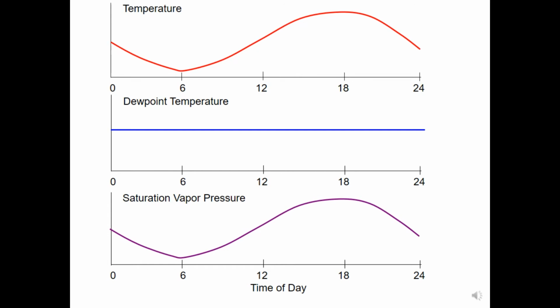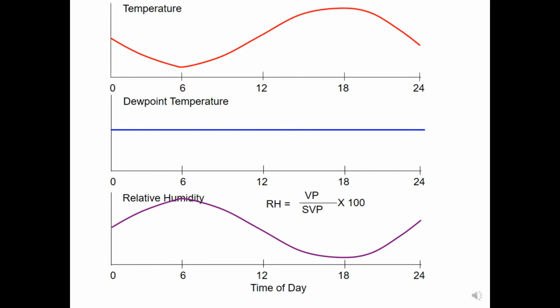And if we know those two pieces of information, we can then figure out exactly how the saturation vapor pressure is going to change throughout the day. Recall that the saturation vapor pressure is dependent on one thing and one thing only, and that's temperature. As the temperature goes up, the saturation vapor pressure goes up. As the temperature goes down, the saturation vapor pressure goes down. So it's exactly in phase with the temperature and is not impacted at all by the dew point temperature because it depends only on temperature.